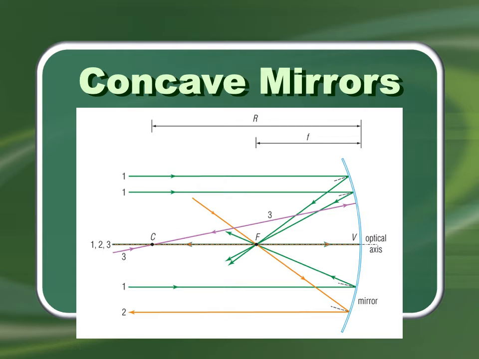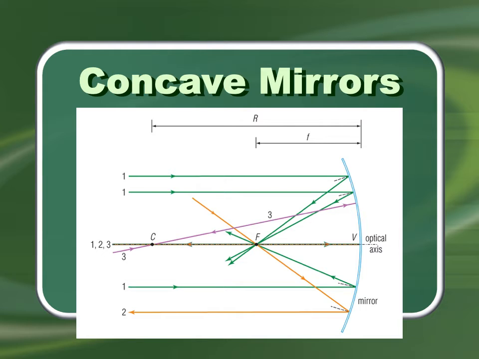Okay, so here's the key. Lines coming in parallel go through the focus. Lines that go through the focus come out parallel. Okay? And then the third thing that they show you there with the pink line as number 3 is that any line that goes through the center will bounce back through the center. And we don't use that one much. That rule doesn't get used much, but it is there.